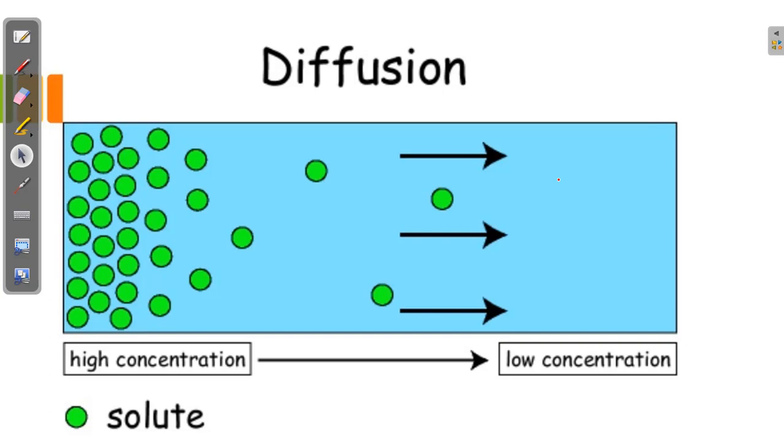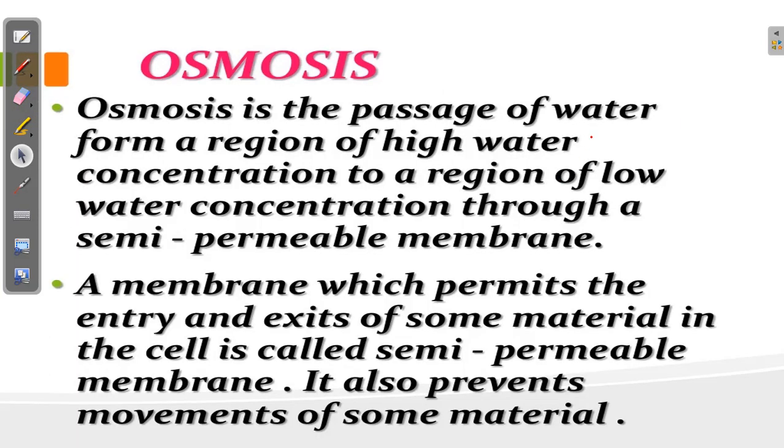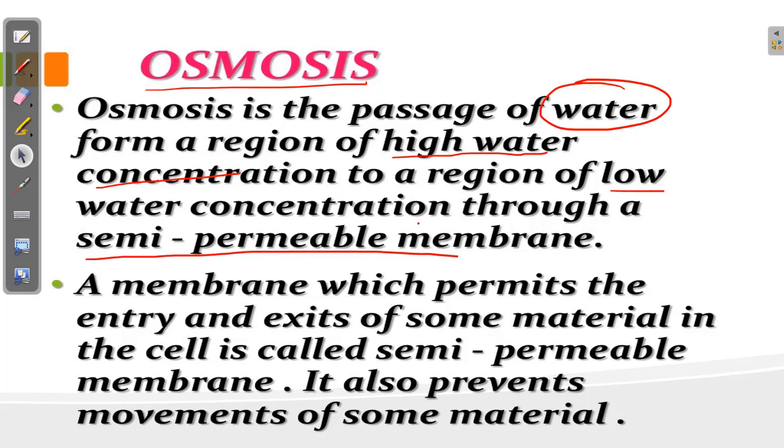Now, again a very important concept, osmosis. Osmosis is the transfer of water molecules from the region of high concentration to the region of low concentration. So high to low remains the same as diffusion, but only when water moves, when the solvent moves from the region of high concentration to the region of low concentration, and also through a semi-permeable membrane.